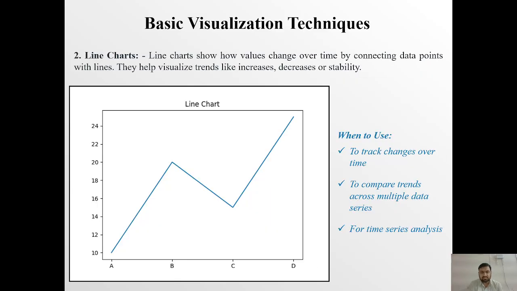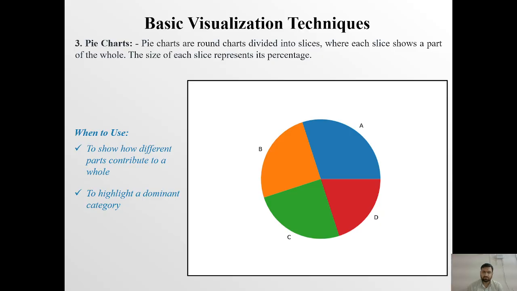Line charts. Line charts show how values change over time by connecting data points with lines. They help visualize trends like increases, decreases, or stability. In front of you, the line chart is given. When to use: to track changes over time, to compare trends across multiple data series for time series analysis.